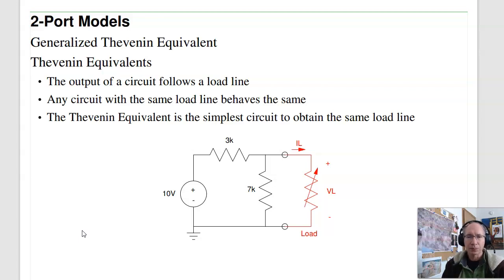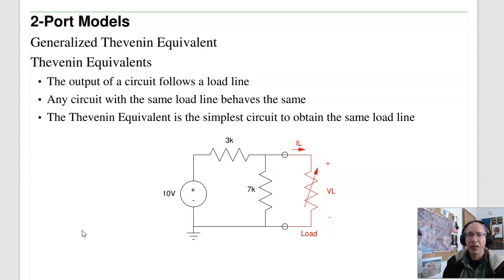Now, Thevenin equivalents always cause confusion in Circuits 1. People have done them, but they don't really understand them or like them. Thevenins can actually really simplify the analysis of amplifiers, so we're going to be using that. Two-port is a generalized Thevenin when I have the Thevenin at the input and Thevenin at the output.